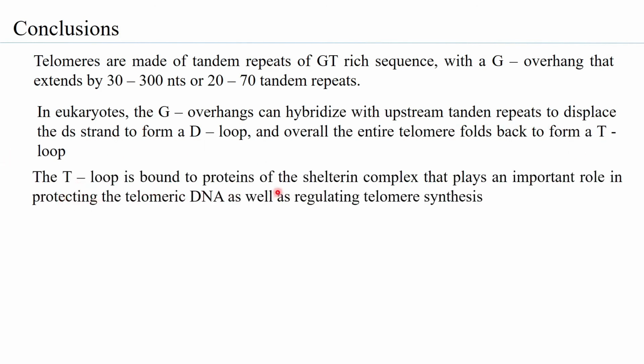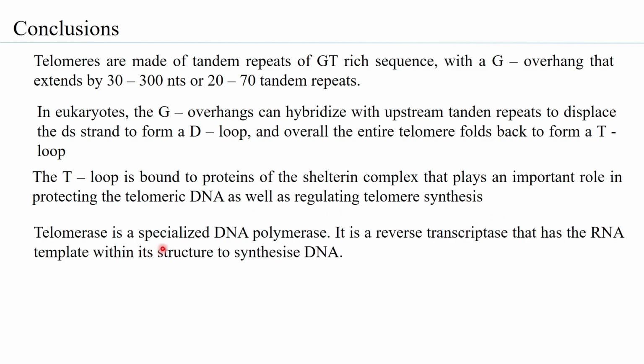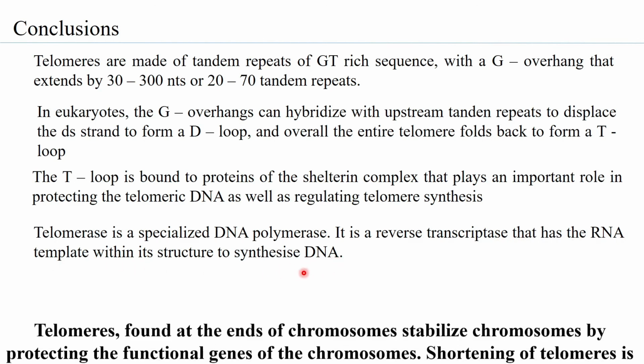The T-loop is bound to proteins of the Shelterin complex that plays an important role in protecting the telomeric DNA as well as regulating the telomere synthesis. Telomerase is a specialized DNA polymerase. It is a reverse transcriptase that has the RNA template within its structure to synthesize the DNA, that is, the telomeric DNA.